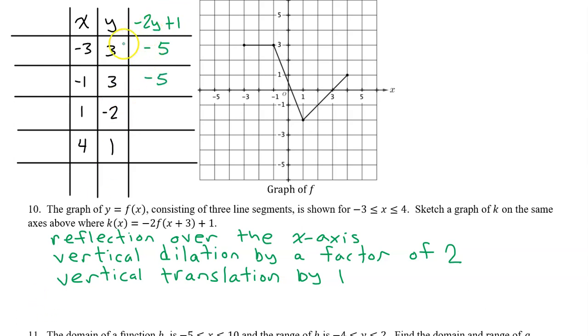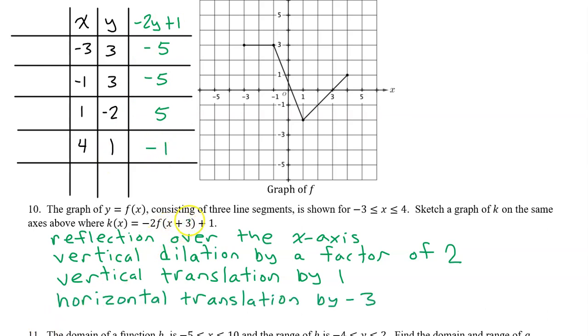For example, negative 2 times 3 is negative 6, plus 1 is negative 5. Negative 2 times negative 2 is 4, plus 1 is positive 5. Negative 2 times 1 is negative 2, plus 1 is negative 1.